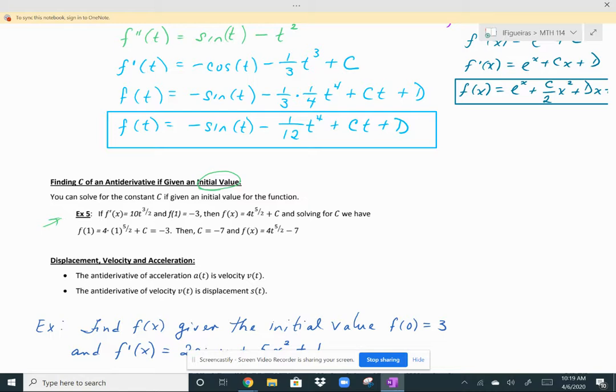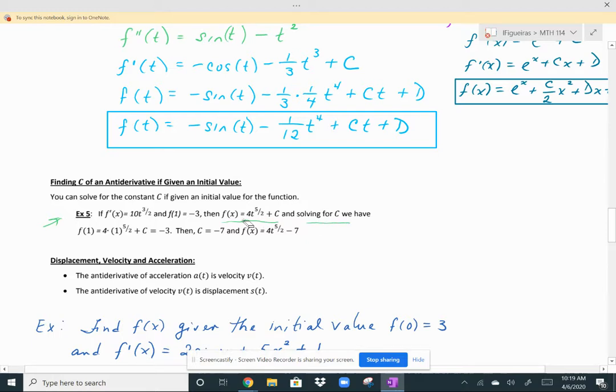antiderivative by first finding the general antiderivative, which is what you see here. You add 1 to the exponent of 3 halves, that's where 5 halves comes from. Then you multiply 10 by 2/5, that's where the 4 comes from, and then plus c. Now we have to solve for c.